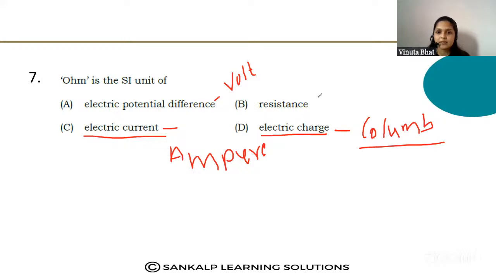So the correct answer is resistance. Ohm is the SI unit of the resistance. Electric potential difference has the SI unit volt, electric current ampere, then electric charge coulomb.